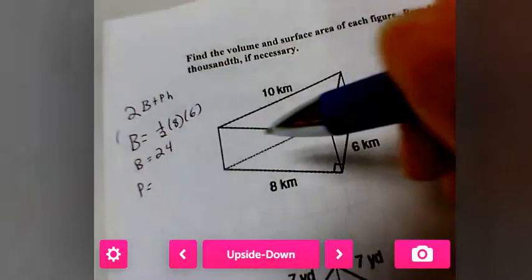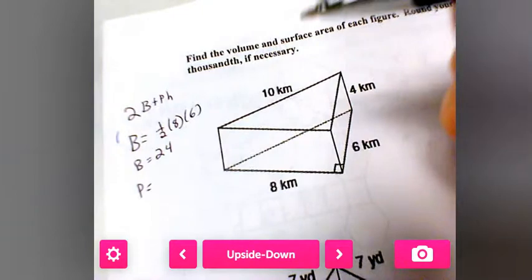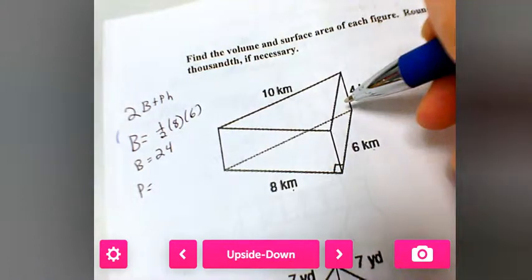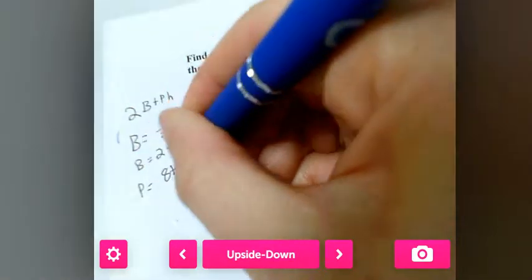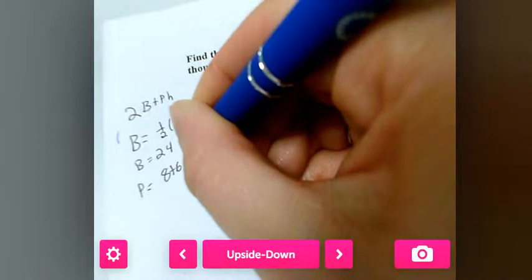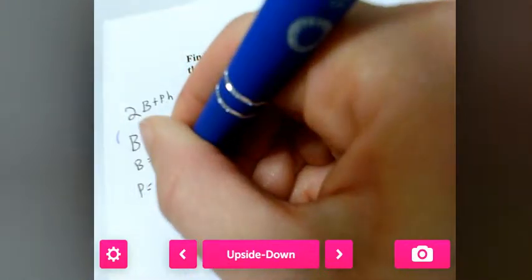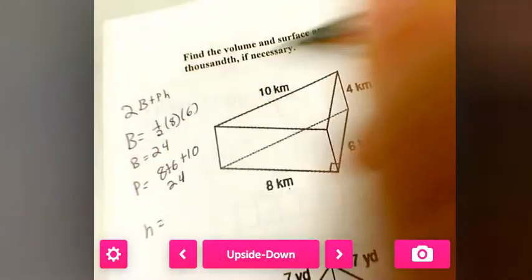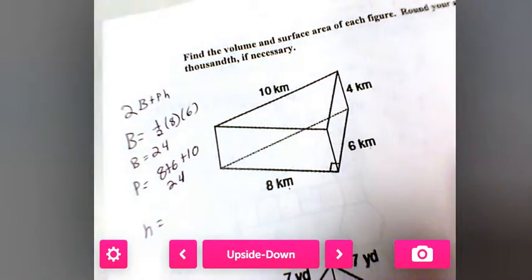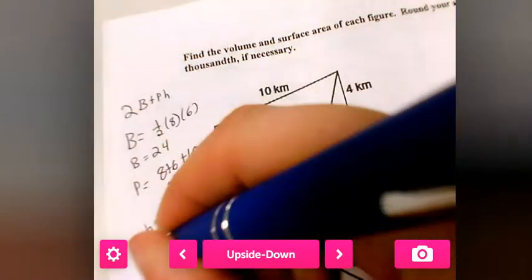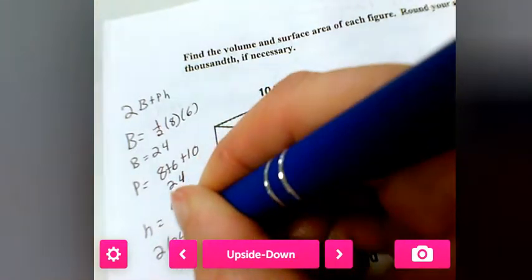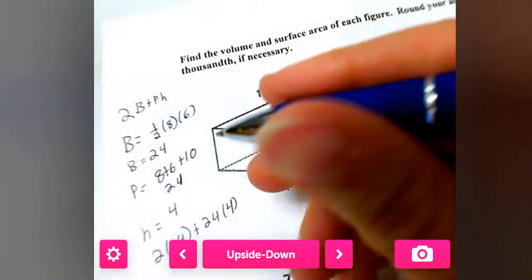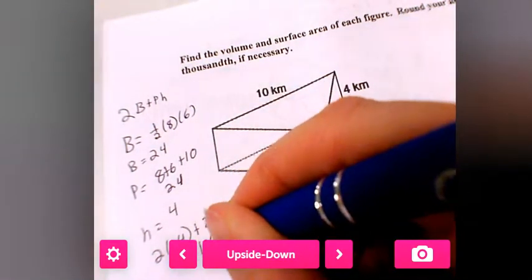What's the perimeter of this? We're going to say 8 plus 6 plus what's this part? 10. Good. 8 plus 6 plus 10, giving me a perimeter of 24. It's okay that they match. Doesn't matter. And the height, or the distance between my two bases, is 4. So I'm going to go 2 times 24 plus 24 times 4. Giving me 144 kilometers squared.